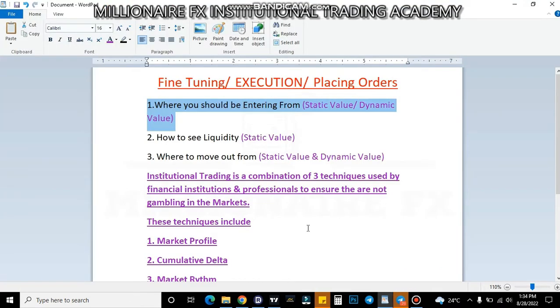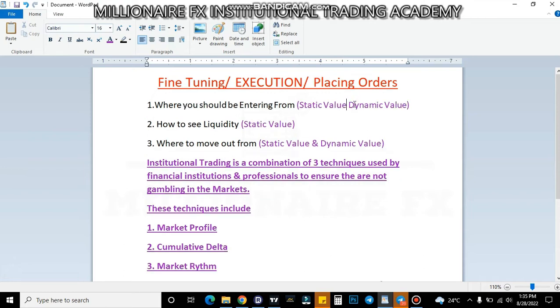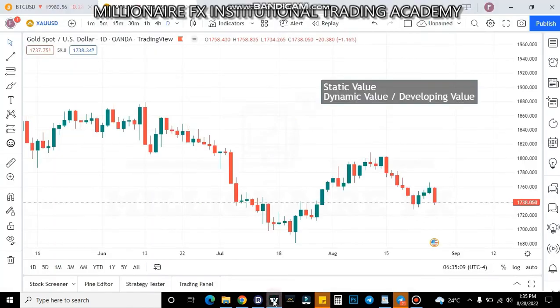All right, so as we said, we are going to look at where to enter from inside the market, and we need to consider what we call the static value and the dynamic value. We'll consider the static value first, and then we shall look at the dynamic value. Dynamic is also known as the developing value. So what is the static value?